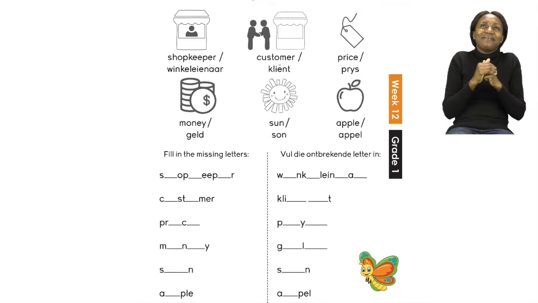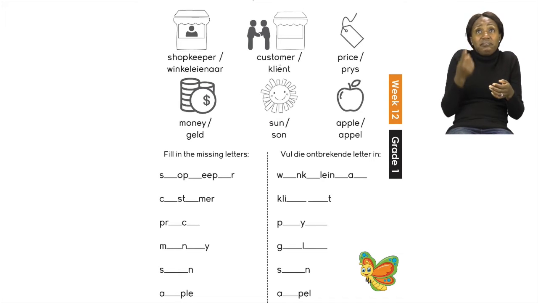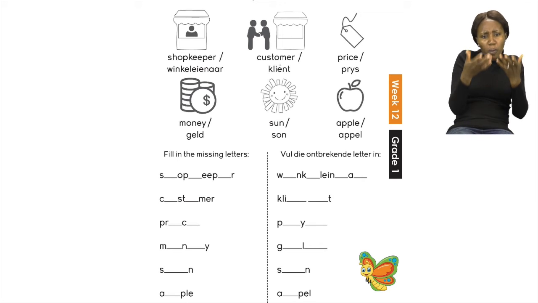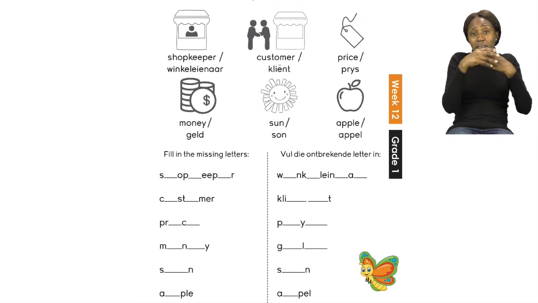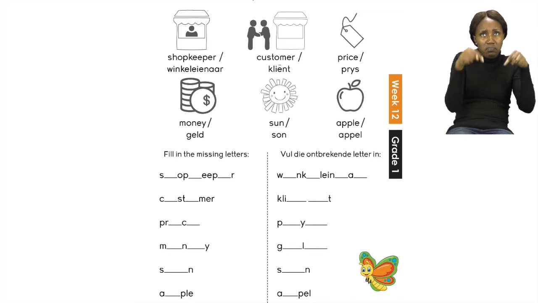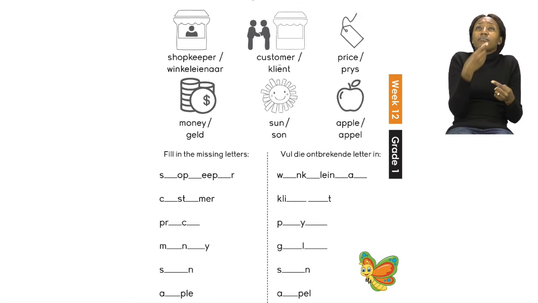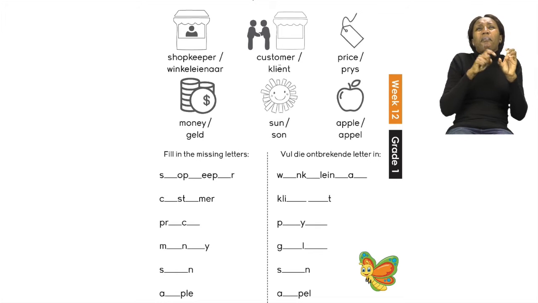The word price is something that tells us how much something is. So if you see a price tag, it is telling you that this item costs this much. The word money are notes and coins that we use to buy all the things we want. Money can come in the notes that we can see or the coins we use as well that are round.